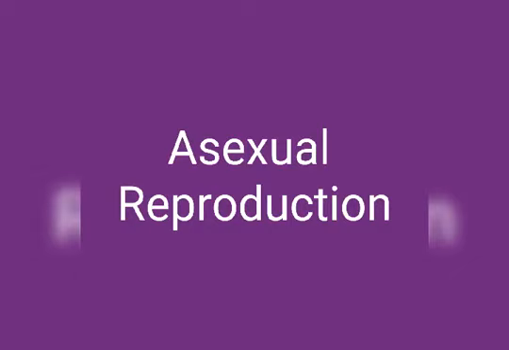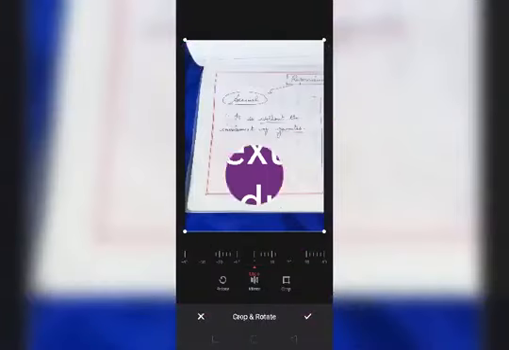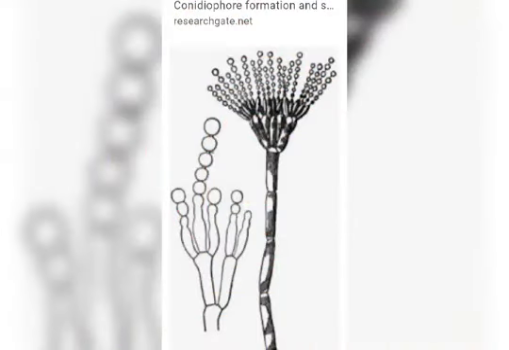Let's move into the second topic, that is asexual reproduction. As I mentioned before, in asexual reproduction there is no production of gametes. As a result, there is no fusion of the gametes. This asexual reproduction does not involve two organisms. It can be possible even if a single organism is present. This asexual reproduction is of different types.